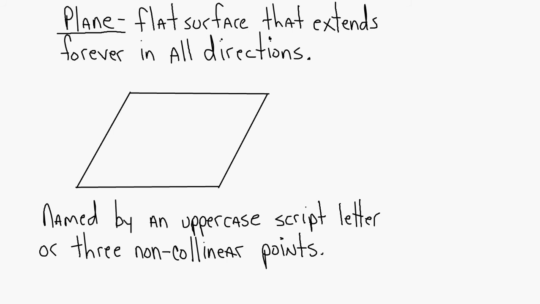So back to this diagram of a plane. Here's our uppercase script. It'll usually be up in a corner or down in a corner. It won't have a point next to it. It'll be just a letter sitting by itself. Uppercase script. So there's a couple ways to name this plane. Anybody want to try one of the ways?